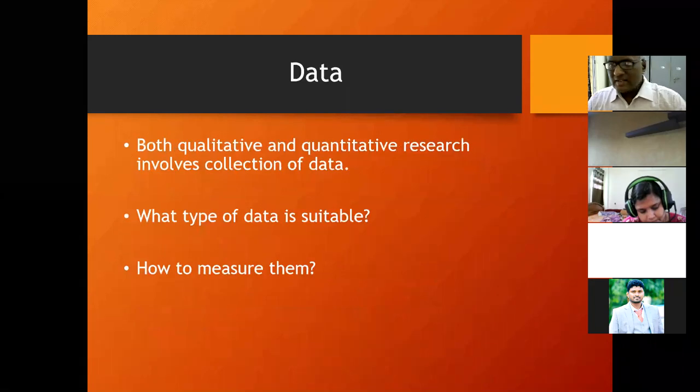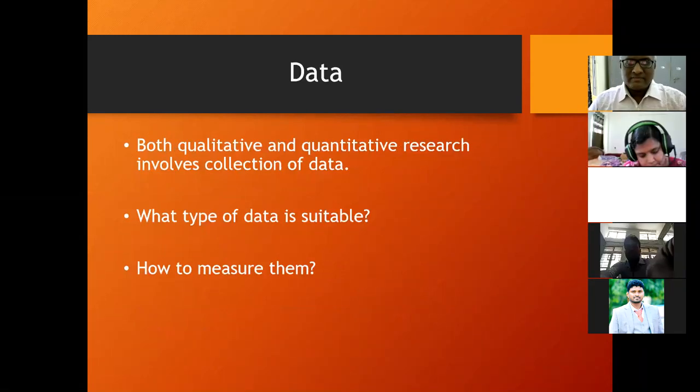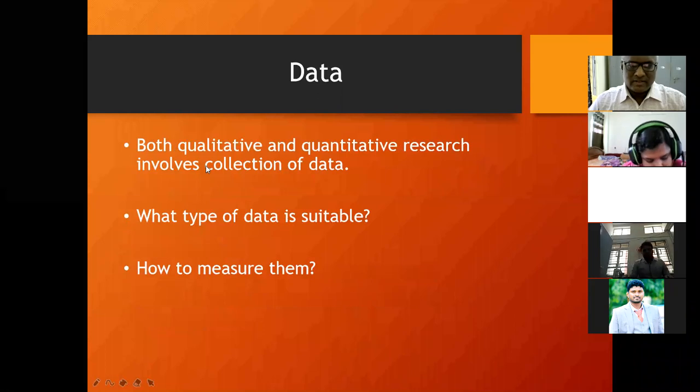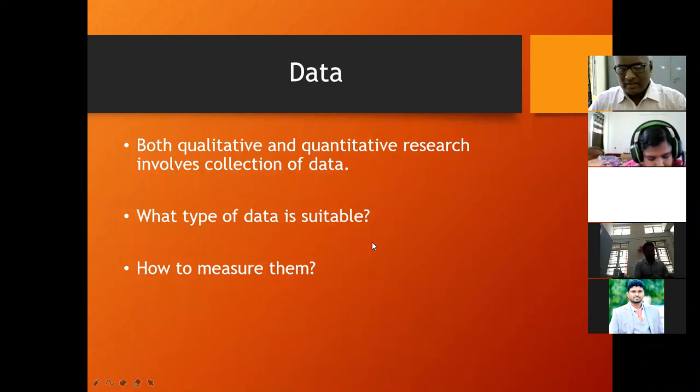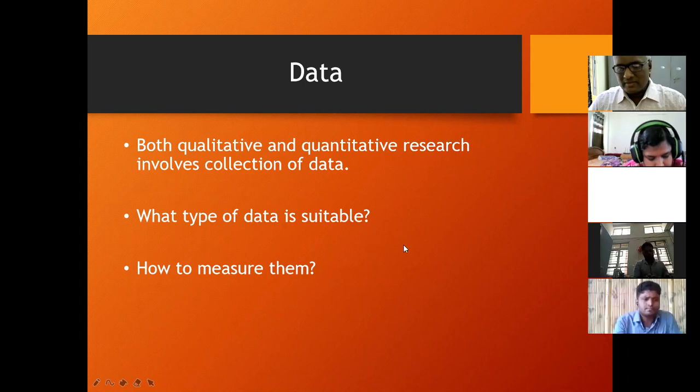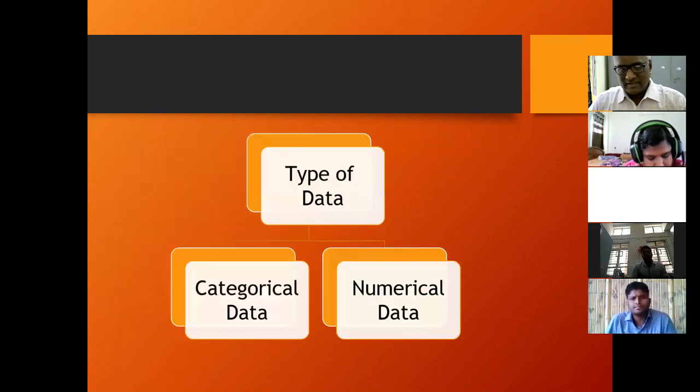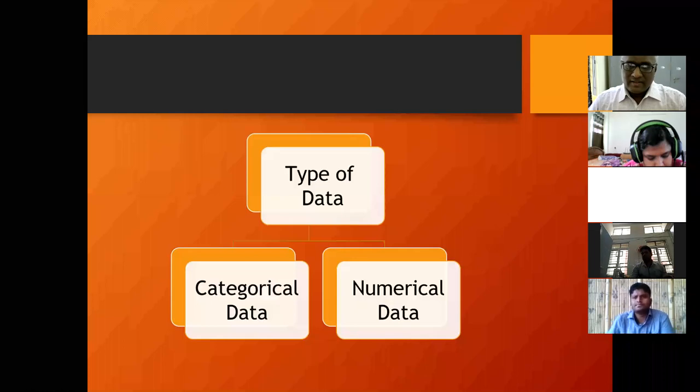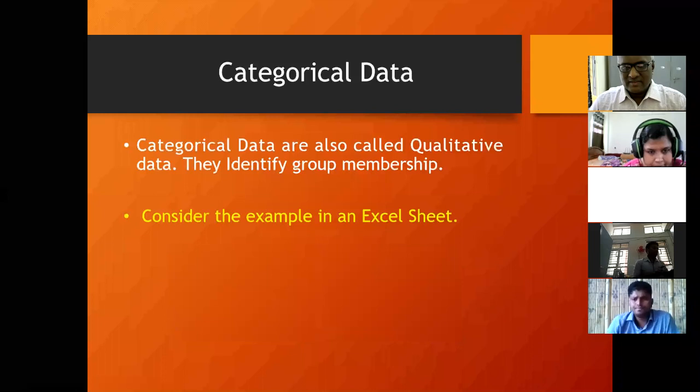To understand qualitative and quantitative research, first of all, we understand the data. What do you mean by data? Both qualitative and quantitative research involve collection of data. What type of data is suitable? How to measure them? How to classify the data? For example, data can be classified into two categories. One is categorical data, another one is numerical data. What is categorical data? What is numerical data?